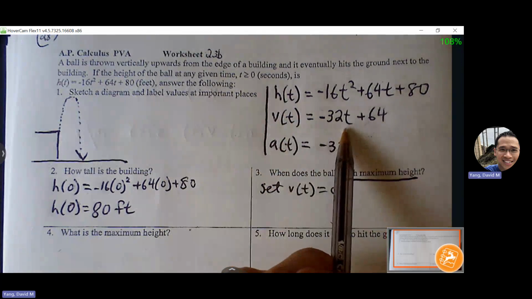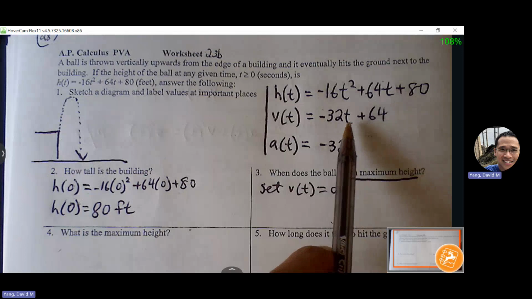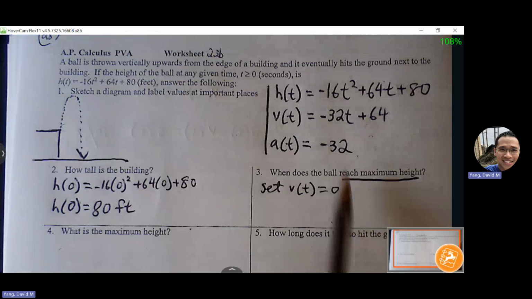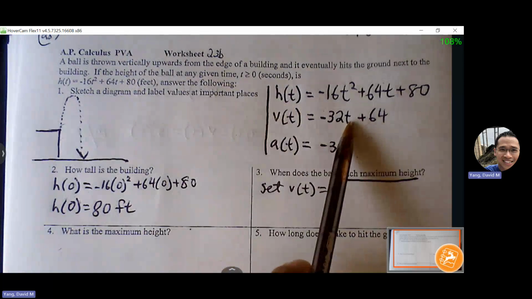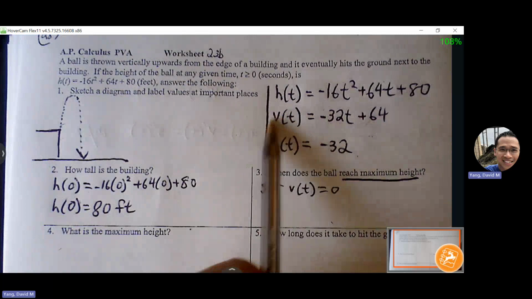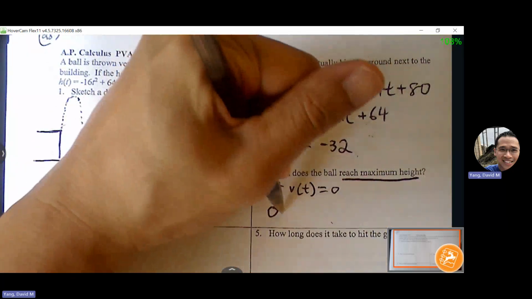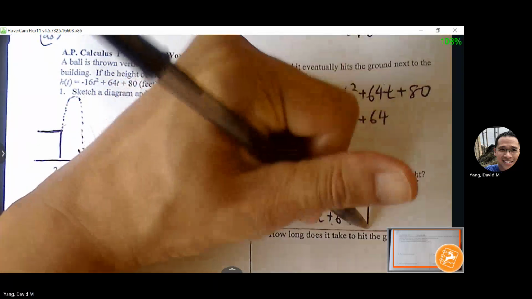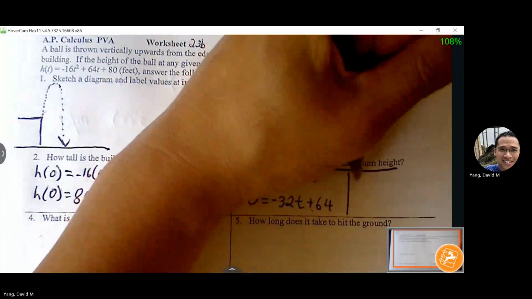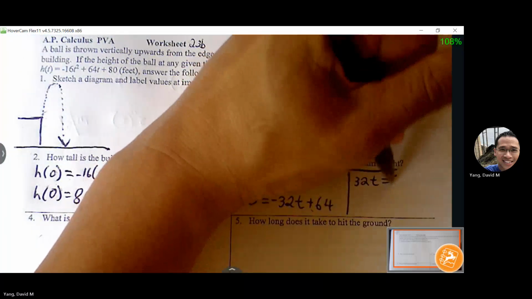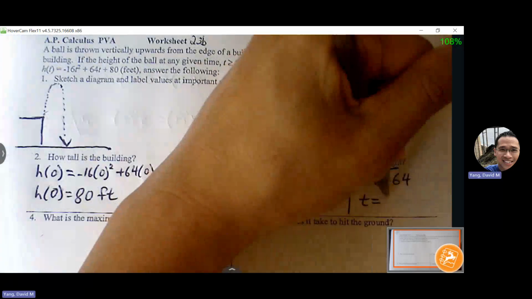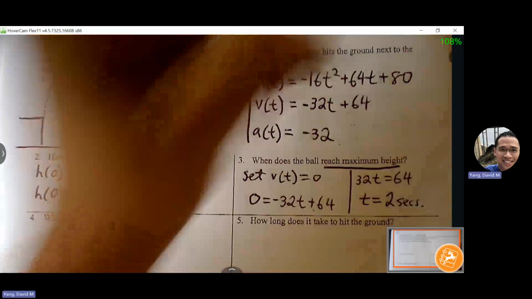So plug 0 in, not for t, right? Because at t equals 0, the velocity is still being thrown upward. We want to plug 0 into the velocity. We're trying to figure out at what time the velocity is equal to 0. Good. So here, 0 is equal to negative 32t plus 64. So t is equal to what? 2. 2 what? Seconds.